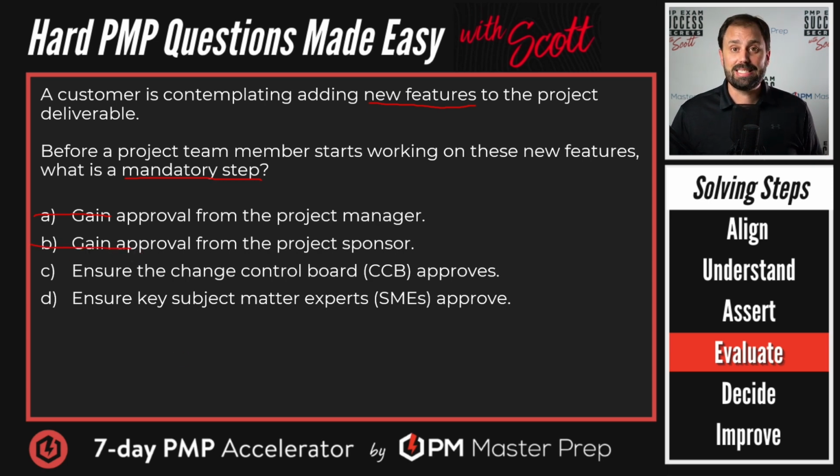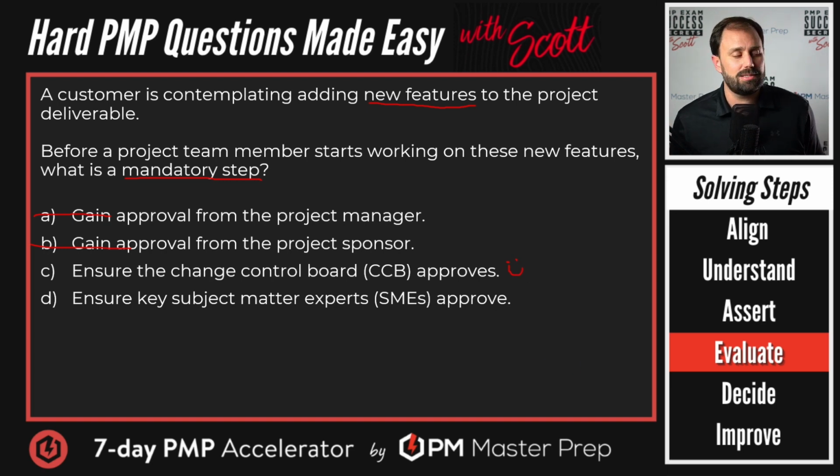And now we're into C, ensure the change control board approves. Bingo. That's the process that we want to go for. There's going to be 1,000 types of questions, not literally, but a lot on the exam that are going to ask you the same thing. You've got to always lean toward change control. So I'm liking this. Let's put a little smiley face there. Yay.